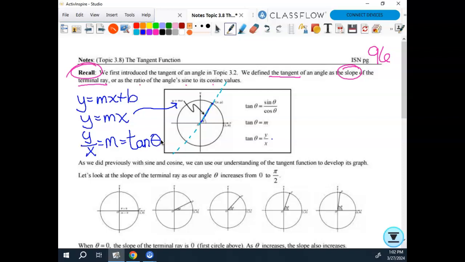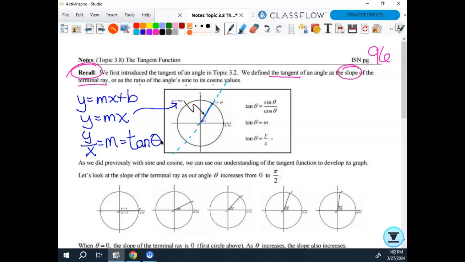And that's why if we have a terminal ray in the first or the third quadrant, like we have drawn right there, that has a positive slope. That's why tangent is positive in the first and the third quadrants. And then if it's going through the second and fourth, then that would be a negative slope, and that would be negative tangent values. Okay, make sense?